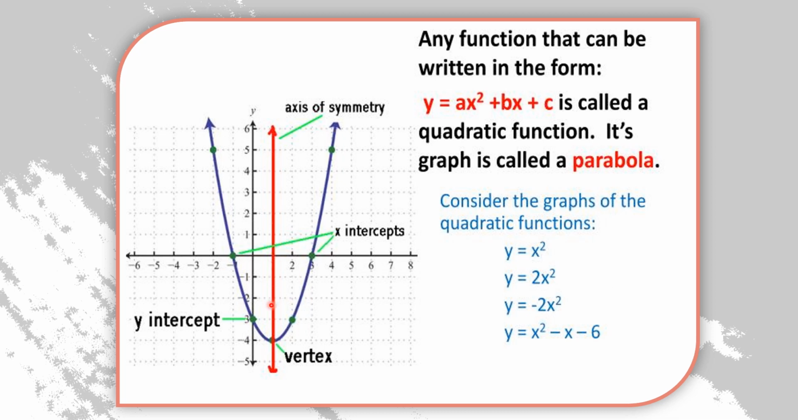Yung line sa gitna, iyon yung nagdi-divide sa two parts ng parabola natin at iyon ang tinatawag nating axis of symmetry. Ang intercepts na ito, since nag-fall siya sa eksaktong x-axis, iyon yung tinatawag nating x-intercepts. Kapag naman nag-fall sa saktong y-axis, iyon yung tinatawag nating y-intercept. And then, ang dulo na ito o ang tip na ito ng parabola natin, iyon naman yung tinatawag nating vertex.